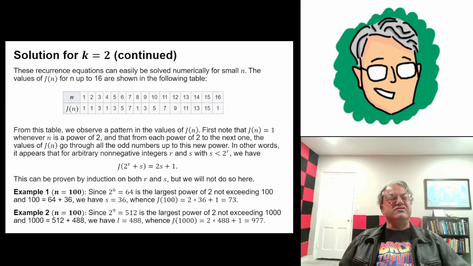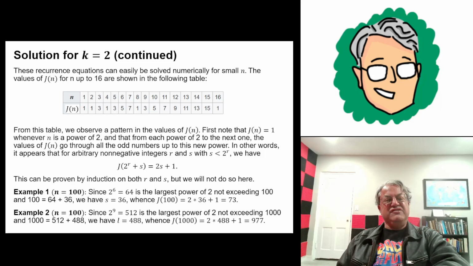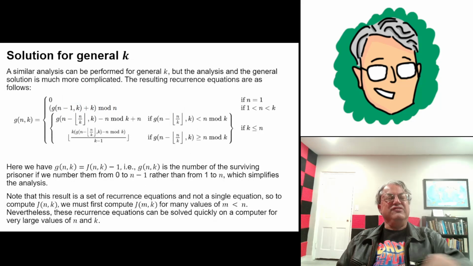What about 1,000 prisoners? The same idea. This time the largest power of 2 less than 1,000 is 512. You subtract 512 from 1,000, you get 488. You multiply that by 2 and add 1, and you get 977. So if there were 1,000 prisoners, you should sit in position 977. Good to know some math. You would have survived in ancient Rome if you were a prisoner of war. So, good thing to know.